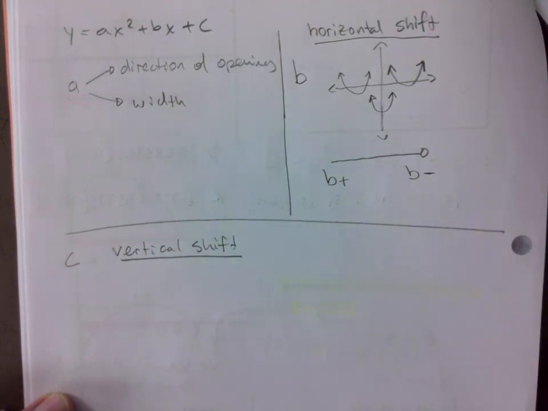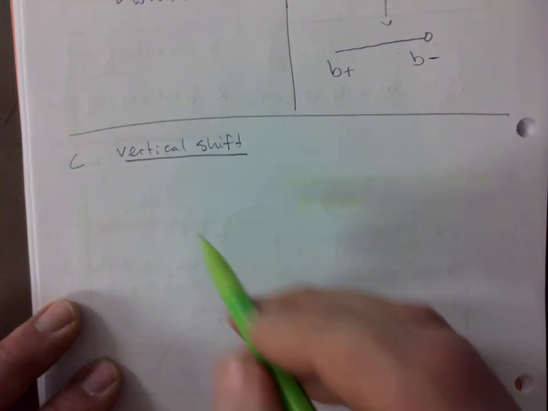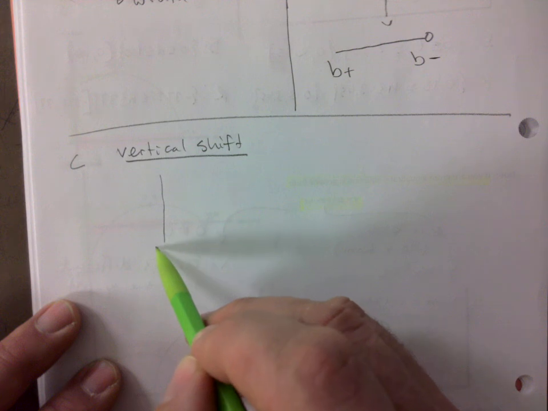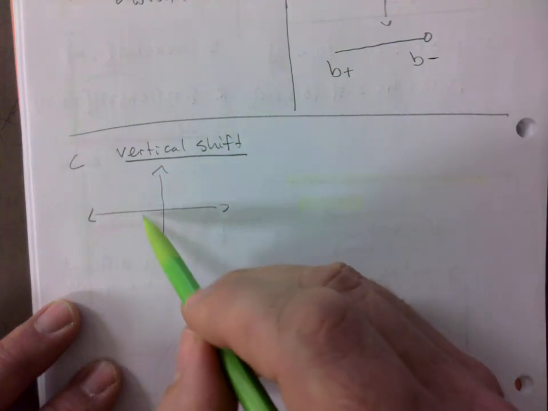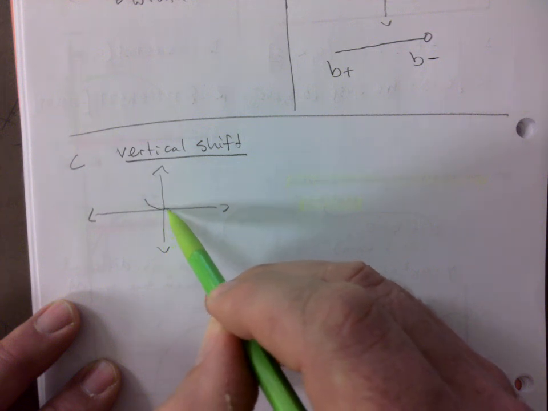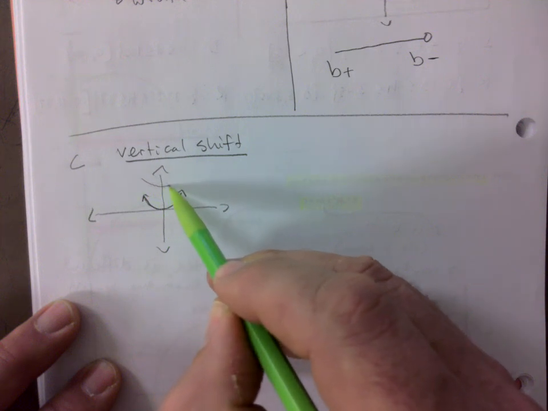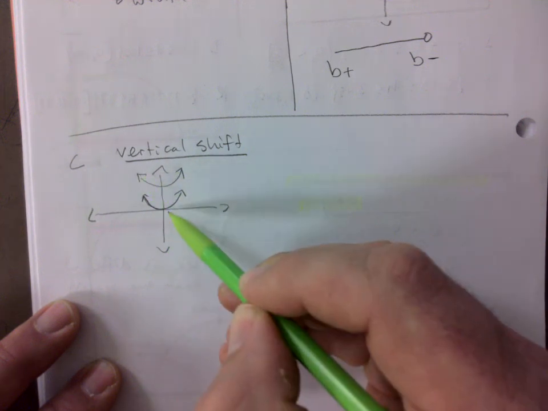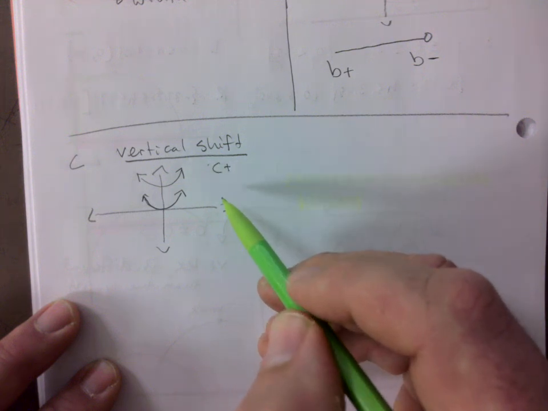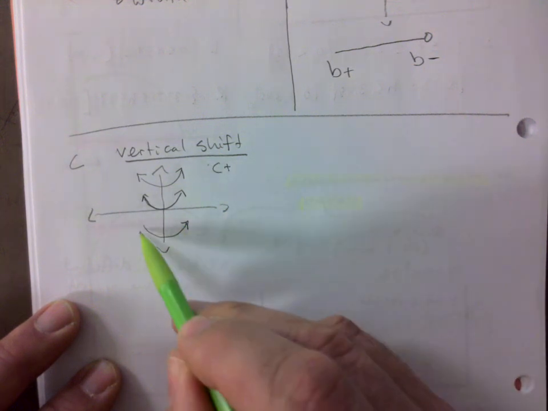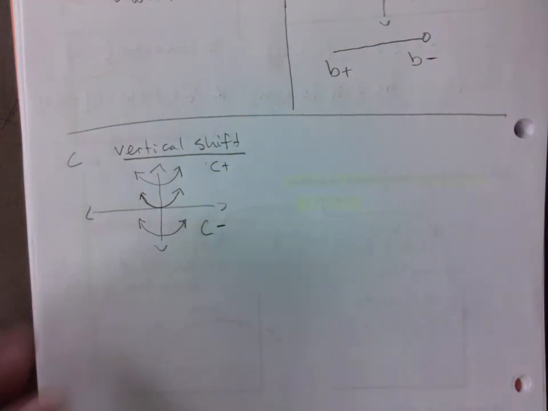C is responsible for a vertical shift here. So if you think of a graph, any graph, okay, if C is 0, it would be right there. But if C is positive, it would actually raise the whole thing. So this would be C positive. And if you drop it or decrease the C value, it would actually drop the whole parabola downwards.